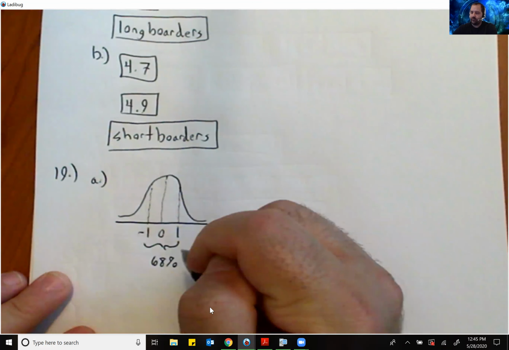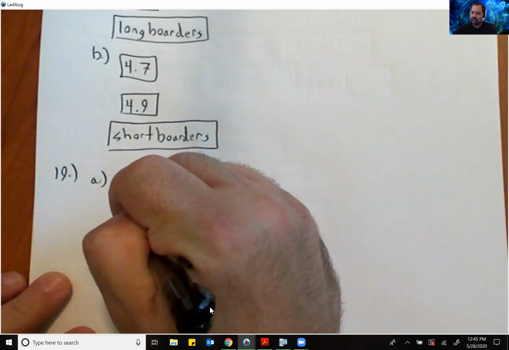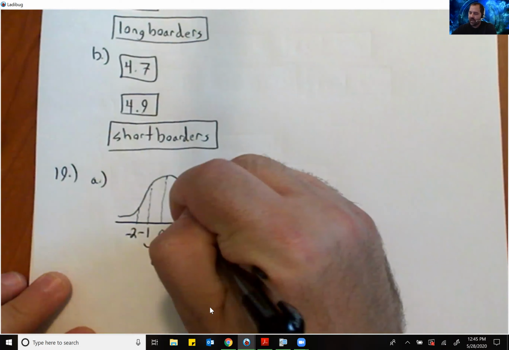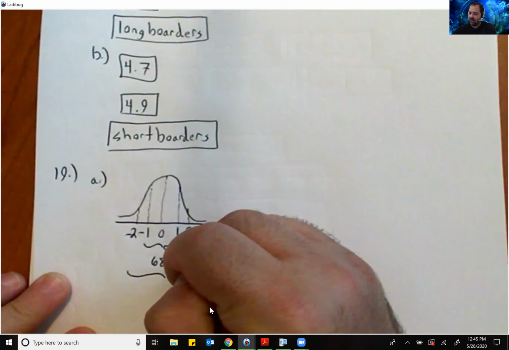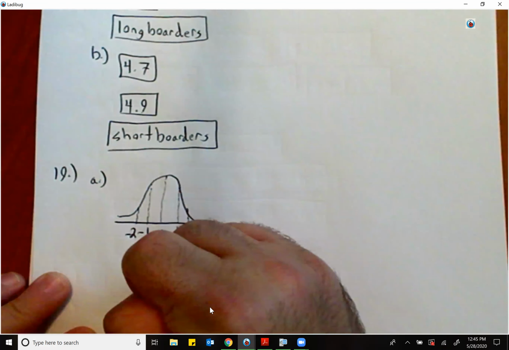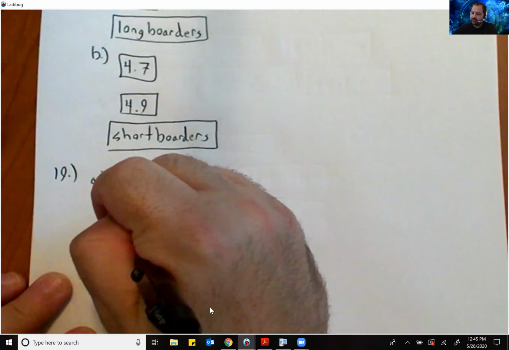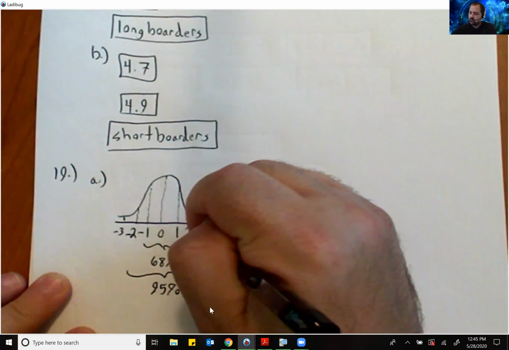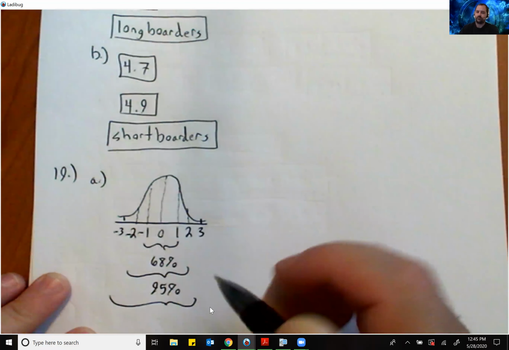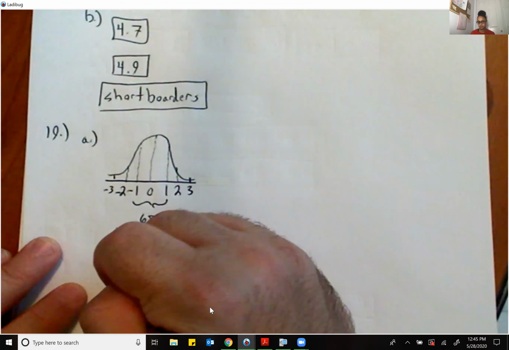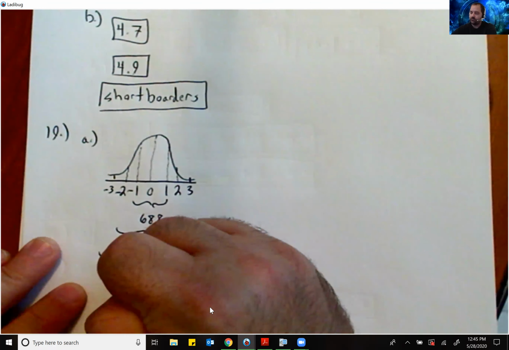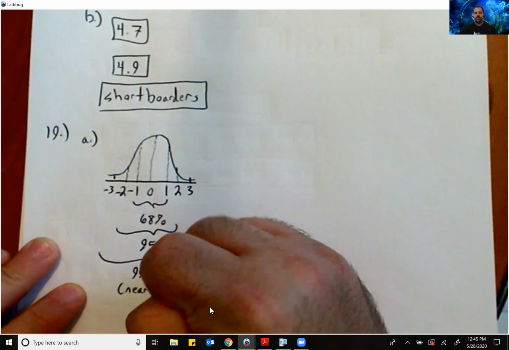And then when we moved out a little bit further, we got to 2 standard deviations. And how much is between 2 standard deviations? 95. Yes. And then if you went out even further, how much was between 3? 99.7%, or as the book sometimes says, nearly all. Okay? So that's what this is testing you on.